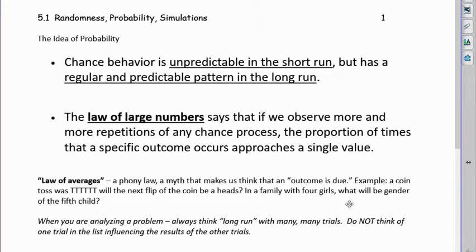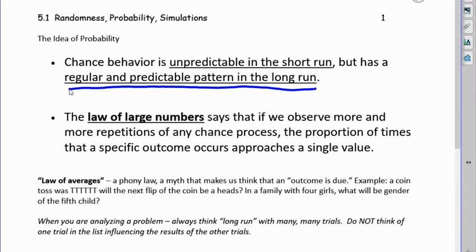So the basic idea of probability is that chance behavior, although it might be unpredictable in the short run, has a regular and predictable pattern in the long run. And that principle dictates so many things, such as insurance rates. Maybe one person can get in an accident. That's your short run. But if you think of all the clients in that insurance company, that has a regular and predictable pattern of what they expect to spend in the long run.